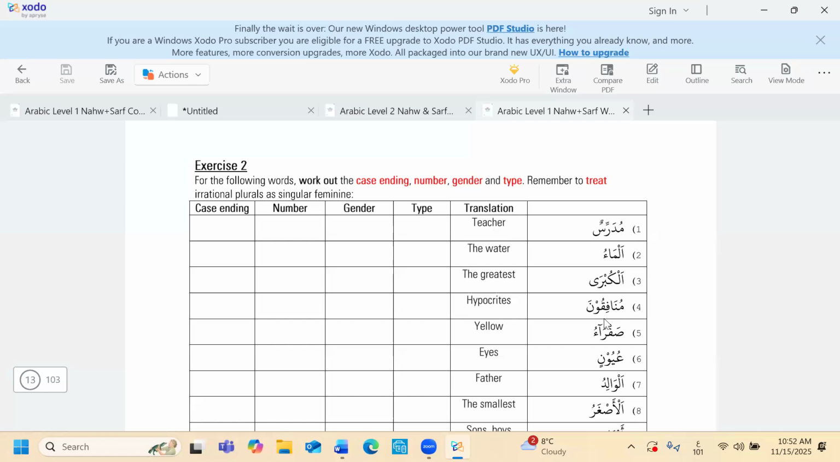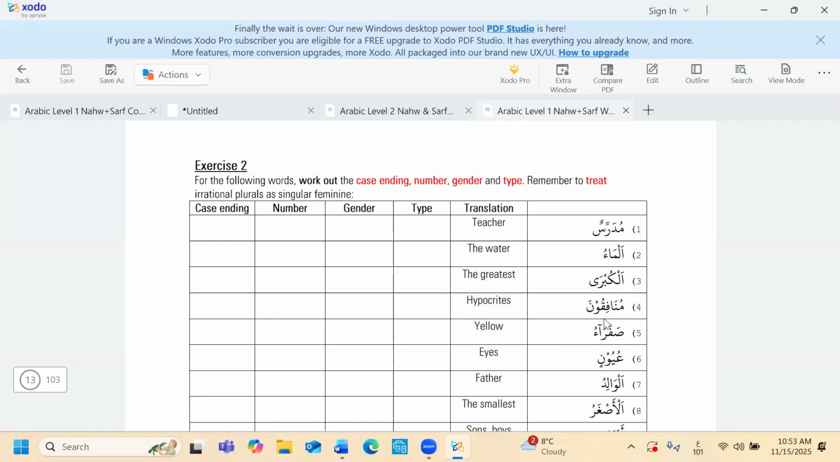And inshallah, next time we're going to start making some sentences, and then more reading will come with that, inshallah. So let's do the first one together, and then inshallah the rest will come.